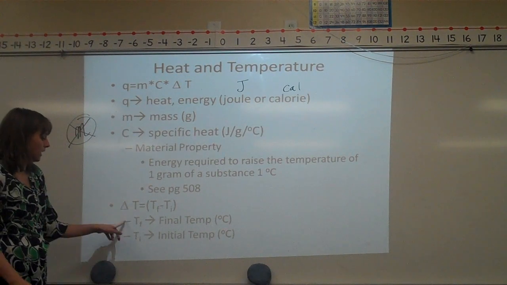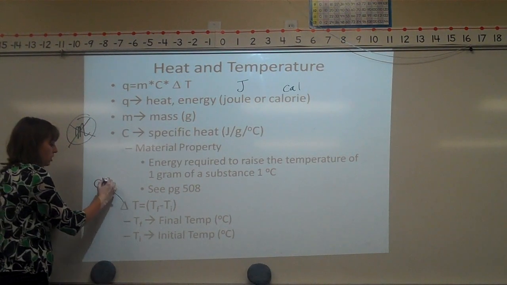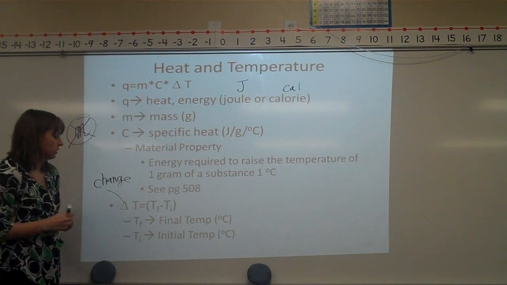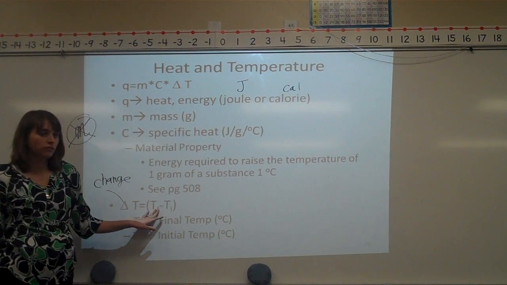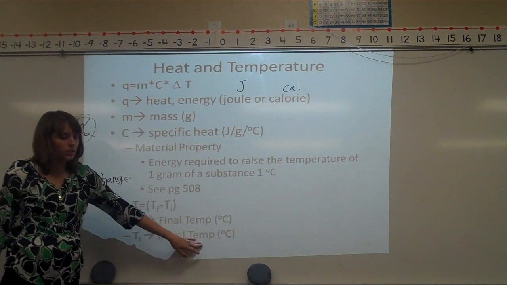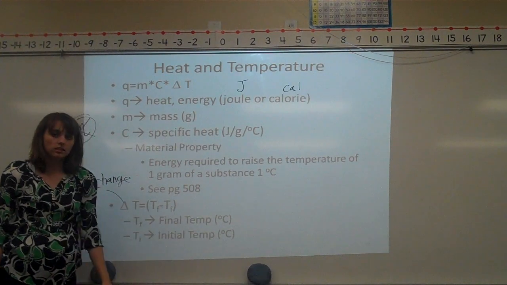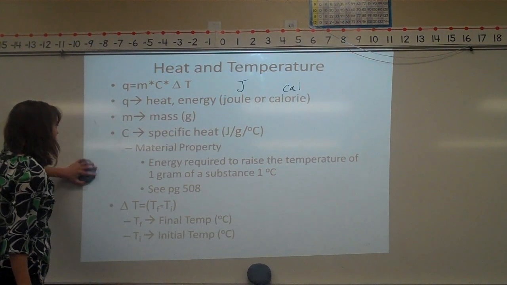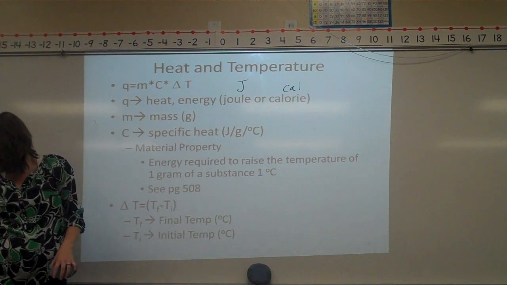Delta T simply means, delta again means change. Do not forget this. This is how delta will be used almost always. So delta simply means change, and we're going to have the final minus the initial. So TF stands for the final temperature, and TI stands for the initial temperature. These will be in degrees Celsius. We don't have to do it in Kelvin because it would be the same change overall, and we usually use Celsius anyway, so that's what we're going to use.